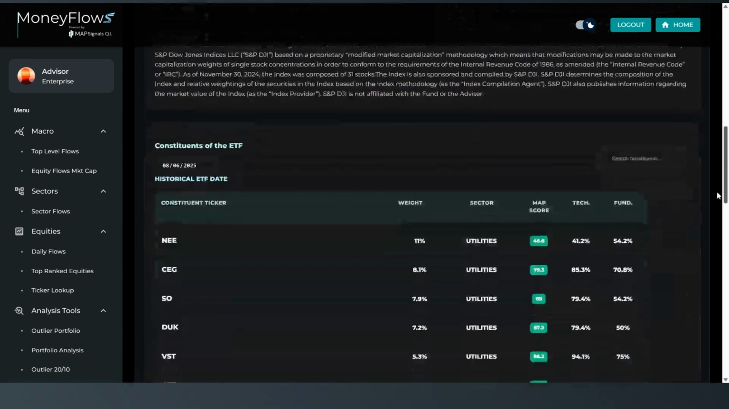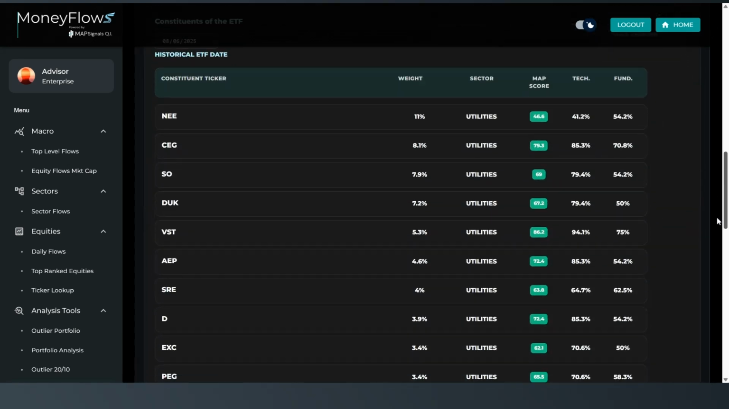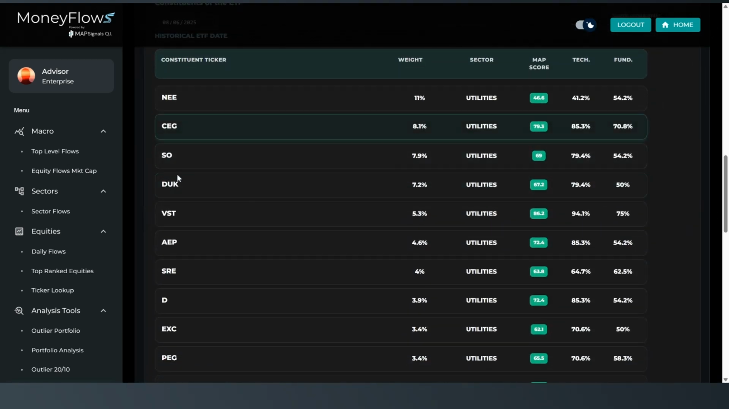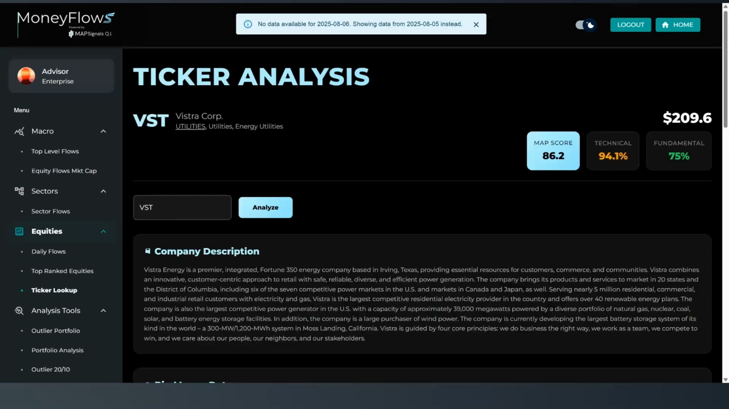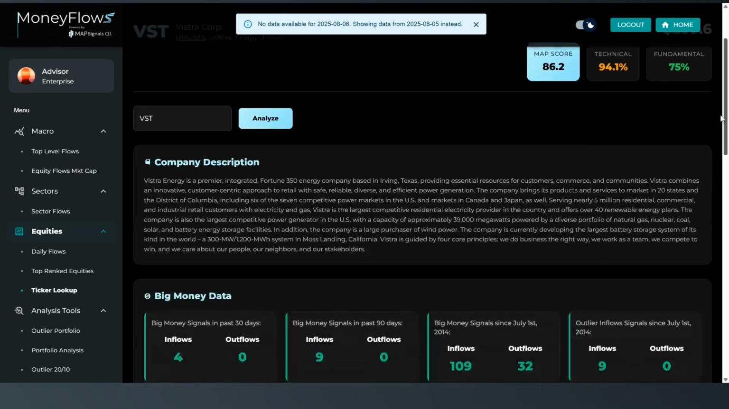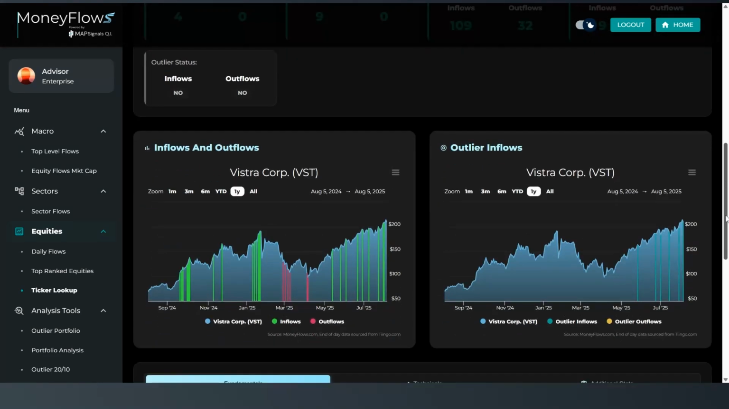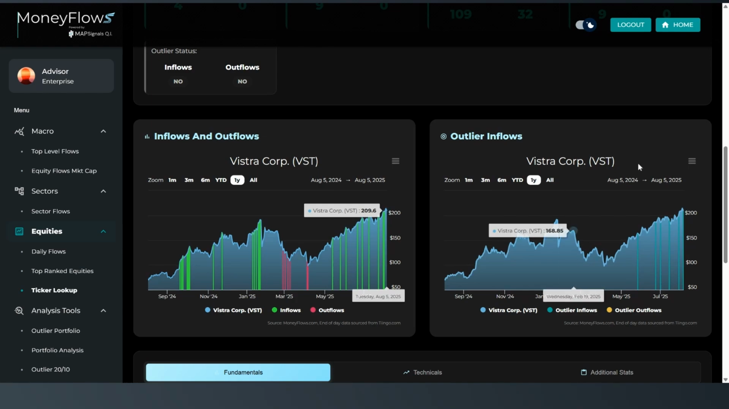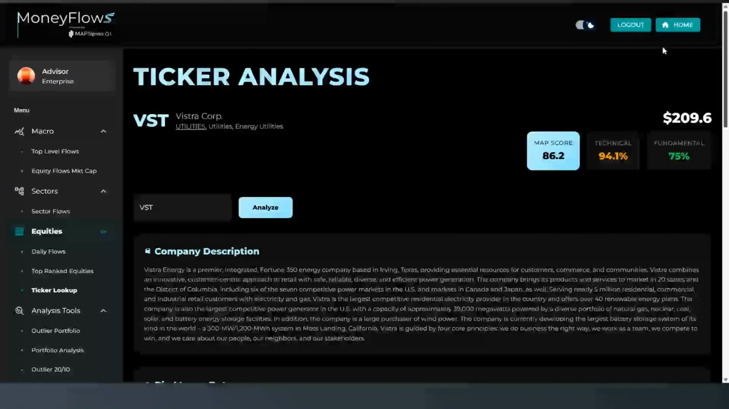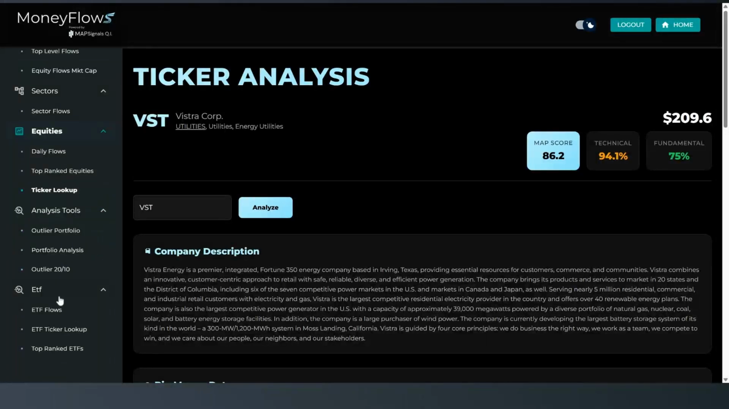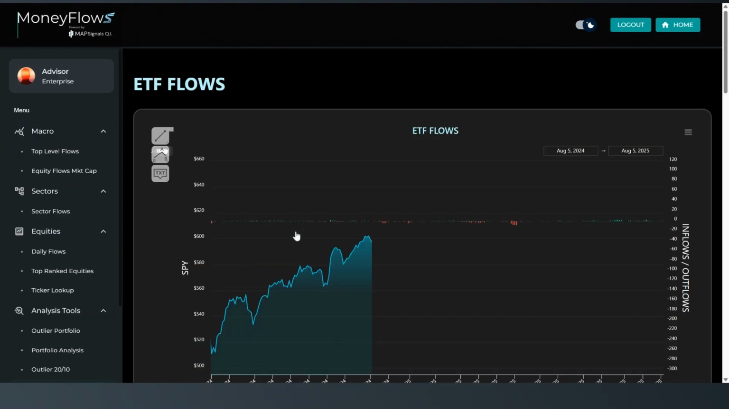Scroll down further. Here we can see the constituents of the ETF. So you can go through here. You can select any of these stocks. You can see the charts. Here, let's use Vistra as an example. 86.2 map score, technical score of 94.1, and a fundamental score of 75. Click the ticker, and it's going to take you to the ticker analysis for equities. Beautiful inflows recently. That is why it's got the rock solid map score. All right, let's go back to ETF flows.